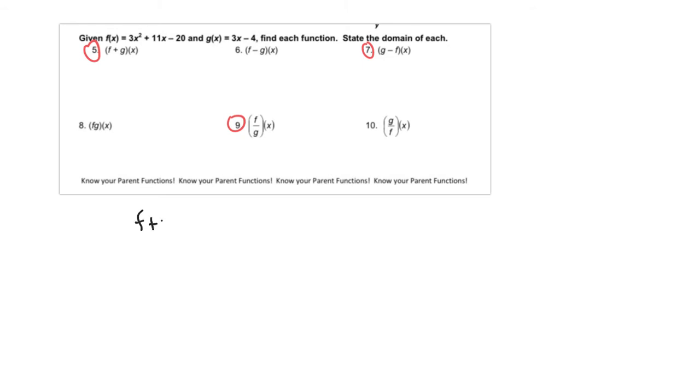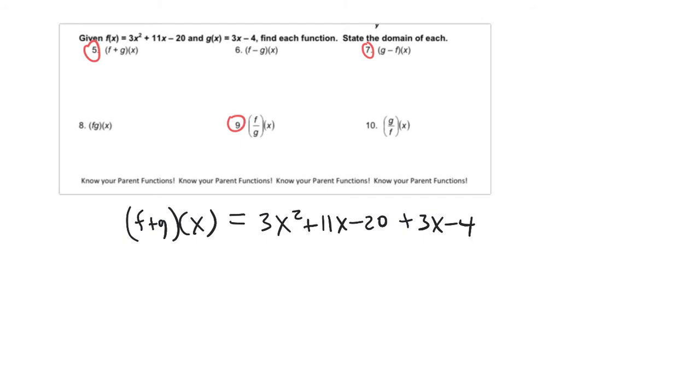For most students, when you're adding, that's probably the easiest of these kinds of problems. It's literally going to be f of x plus g of x. And we have like terms here and here, so they would get combined. It would then become 3x squared, looks like plus 14x, and then minus 24. So that is f plus g of x, but they do want the domain.